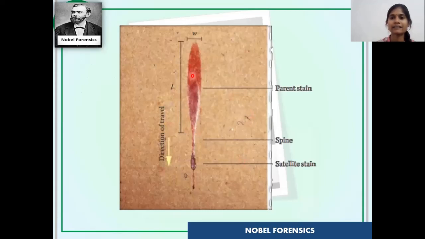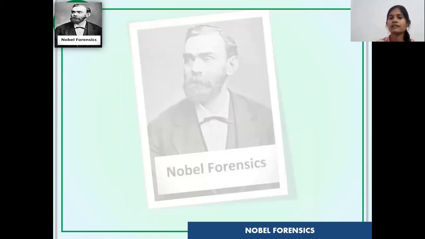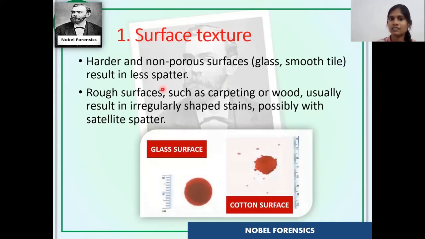You can understand in this image. This is the parental stain, and the second one, this tail, is the satellite stain, because this satellite stain is formed from the parent stain. So this is based on different surfaces. Whenever they are doing investigation on these blood stains, they can first identify what that surface is, whether it is an absorbent surface or non-absorbent surface. Only then can they go for further analysis of the blood stain patterns.